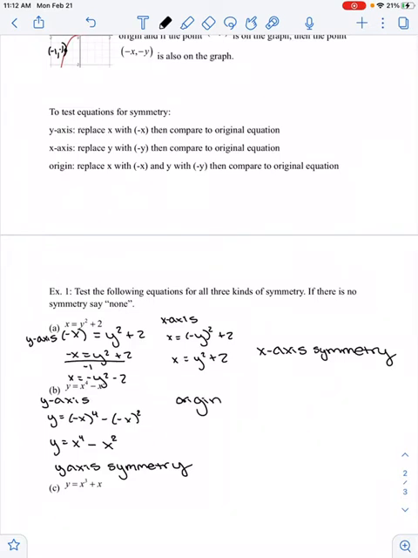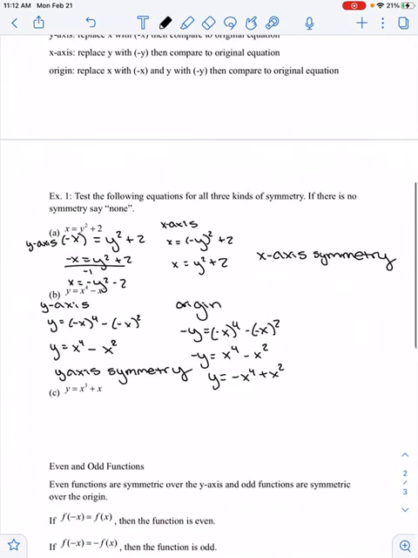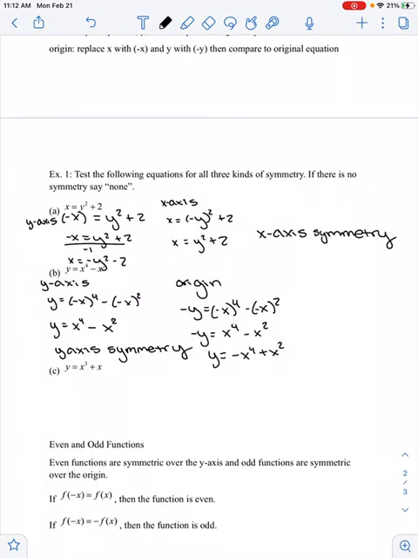So if we plug in a negative y and that negative x, you would see that we get y equals negative x to the fourth plus x squared, which doesn't equal the original, and that's why this one's not origin. I just wanted us to practice origin before this last one.